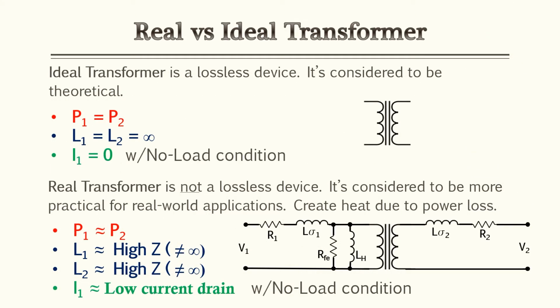When performing transformer calculations, you need to know if you're doing real transformer calculations or ideal. Ideal transformers are lossless devices. They're considered to be completely theoretical. In other words, power in will equal power out. Real-world transformers are not lossless devices. They're considered to be more practical and used for real-world applications. The reason they're not lossless devices is because they create heat due to power loss. Now, in most of your textbooks and in this lesson, we're going to be dealing with the ideal transformers.